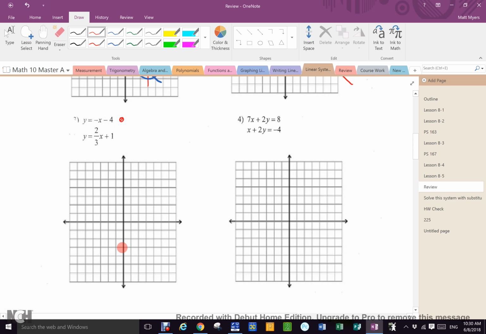-4, 1, 2, 3, 4, and a slope of -1. So there's the line. And +1 and a slope of 2/3 down to right 3. There's the intersection right there. And it is -3, -1.